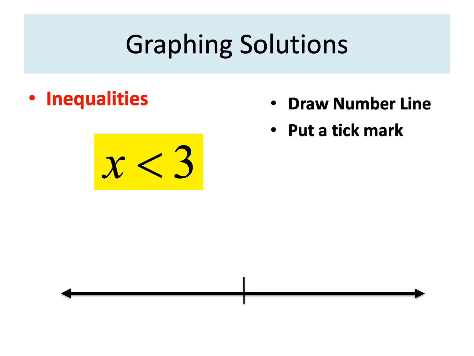Now, you've probably been used to seeing number lines where 0 is in the middle. 0 does not have to be in the middle of any number line. Okay? So, one tick mark. Now, look at your inequality. There is only one number there, and that number is 3. 3 goes in the middle.